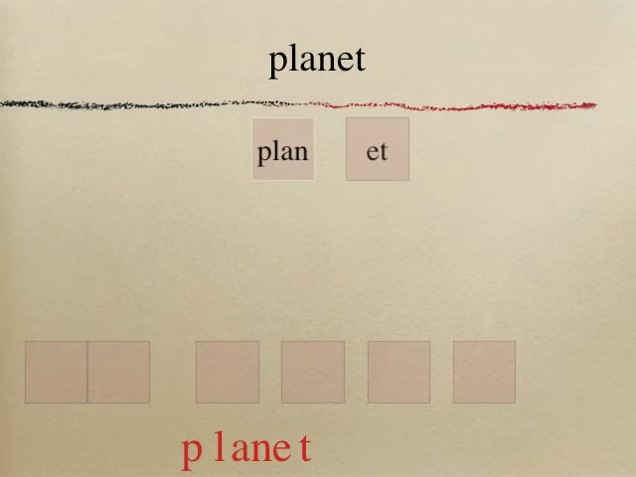Okay? Now when we go down here, we have p, pla, and we know pl, pla is a blend from P and L. A makes that A. Pla, an, a, t. Planet.